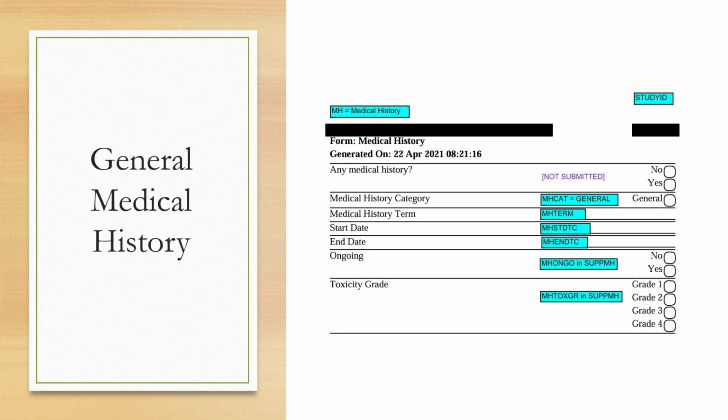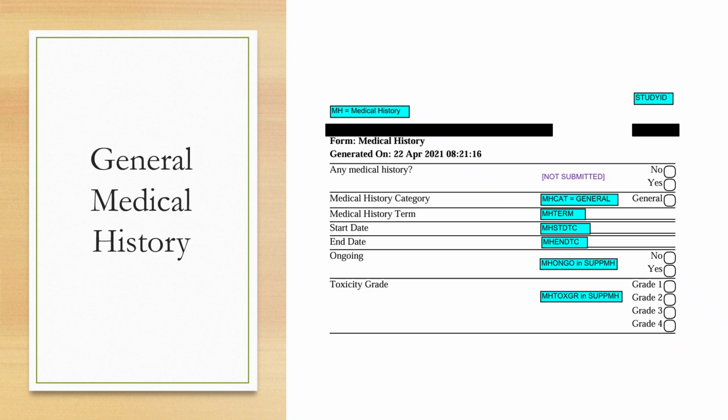So right now in this form, we have a category already defined here as general, and when this form is filled, the investigator will just checkbox this general category and it will mark that this history is for the general medical history. And what medical diagnosis or medical disease we are checking will come in this medical history term field, which is a free text field where you can enter the information of the disease which they are giving the detail of. And then we have the start date and the end date of that medical history.